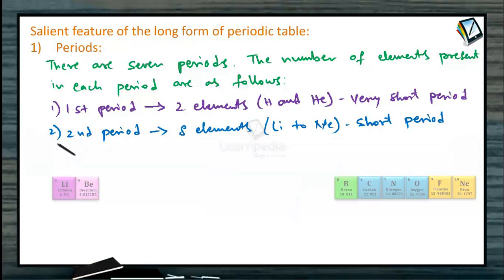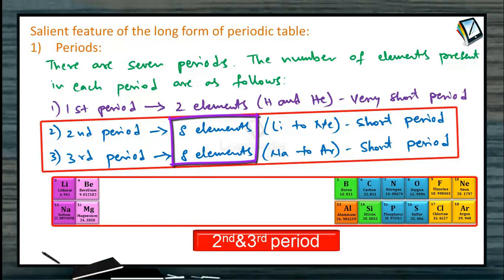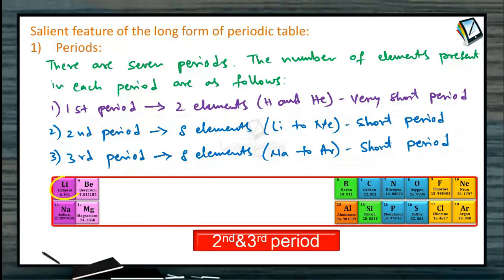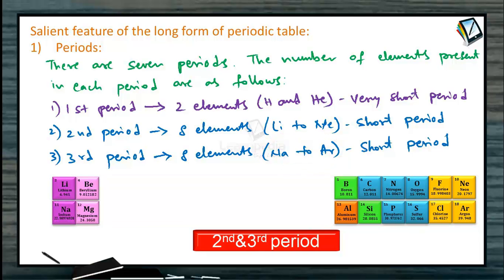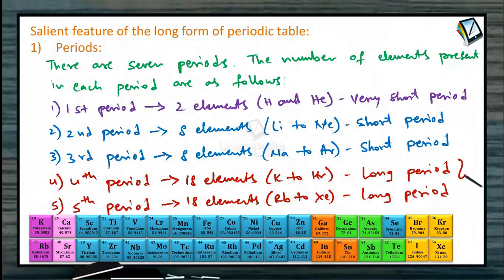The second period as well as the third period, both of them contain 8 elements each. The second period starts with lithium and ends with neon. The third period starts with sodium and ends with argon. And as they are relatively shorter than the other periods, the second and third periods are called the short periods. The fourth period and the fifth period, both of them contain 18 elements each.